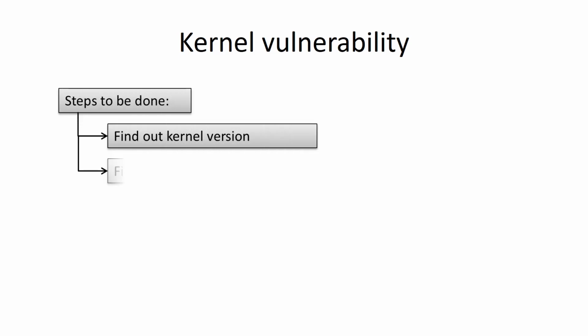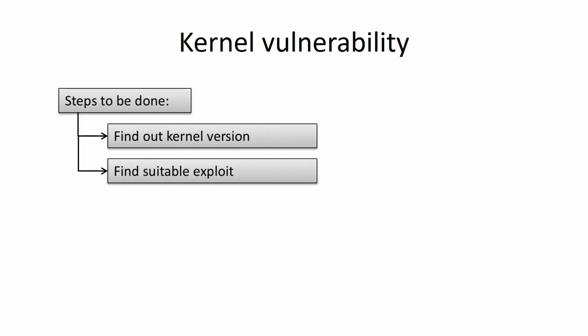Now let's move to the first method of privilege escalation. In this method, we need to exploit vulnerability in kernel of operating system. And here are the steps to be done. We just need to find out the current version of kernel and find appropriate exploits. Let's see how to do this.